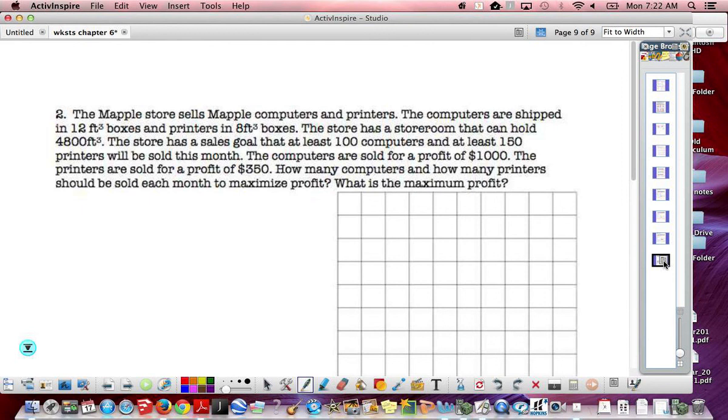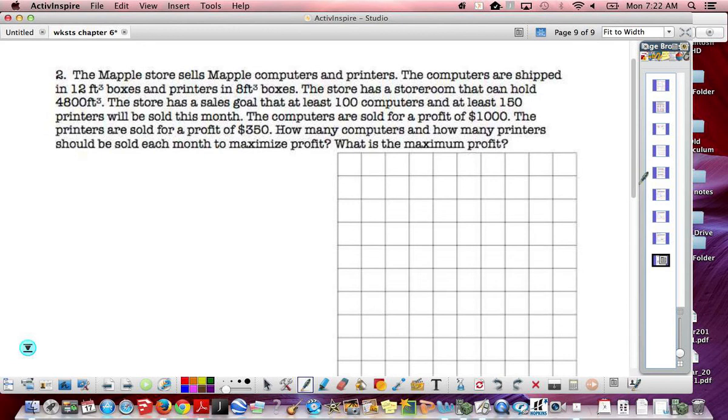The store has a sales goal of at least 100 computers and at least 150 printers that will be sold this month. The computers are sold for a profit of $1,000. Printers are sold for a profit of $350. How many computers and printers should be sold each month to maximize profit? What is that maximum profit?